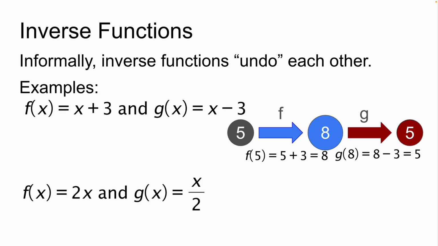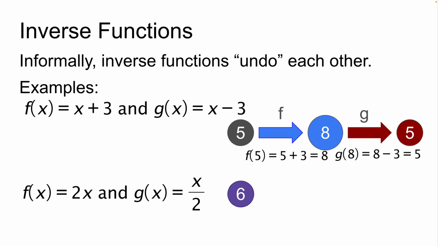Here's a second example. f of x equals 2x, and g of x equals x divided by 2. Our first function multiplies x by 2, and the second function divides x by 2. And hopefully it should make sense that these are opposite actions. One's multiplying by 2. The opposite would be to divide by 2. It seems plausible that those could be inverse functions. But now let's put them through our conveyor belt.